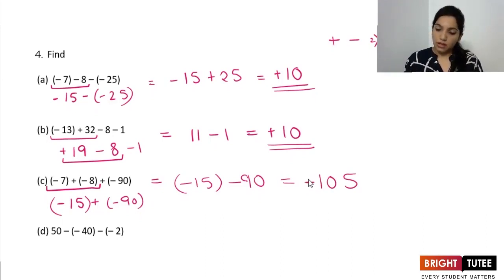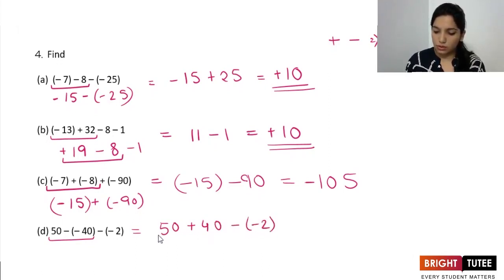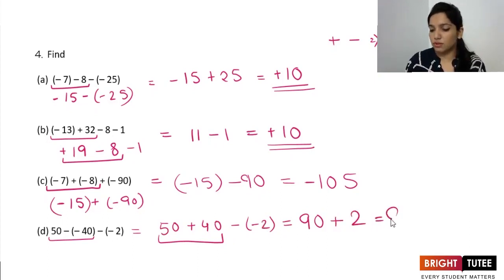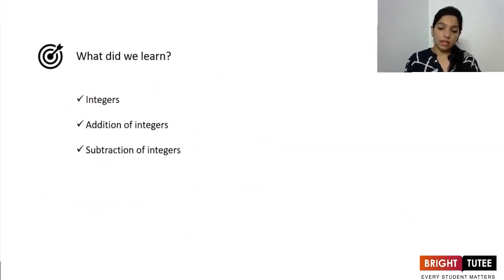Now the next one is 50 minus minus 40. So we'll write this as 50 plus 40, then it is minus of minus 2. Let's solve these two first. So 50 and 40, we are adding them together, so it's 90. Then minus of minus 2 is basically plus 2. So the answer is 92. I hope you are clear with how we have solved these questions. So we are done with these questions.